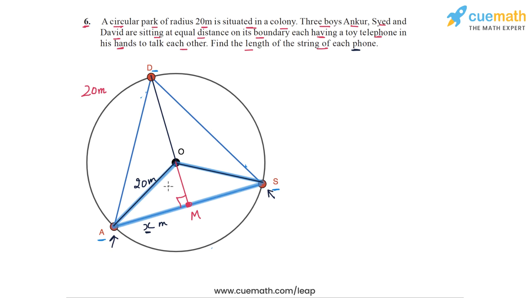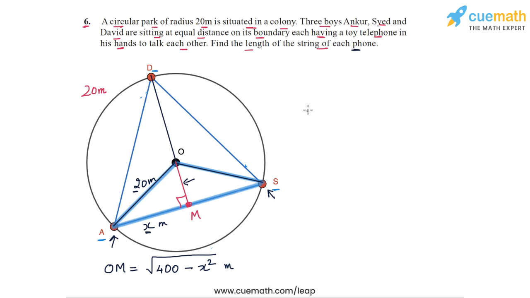So the length of OM can be written using the Pythagoras theorem. OM will be equal to root of 20 square minus X square using the Pythagoras theorem. So OM will be root of 20 square, which is 400, so 400 minus X square, these many meters. So this is the length of OM.